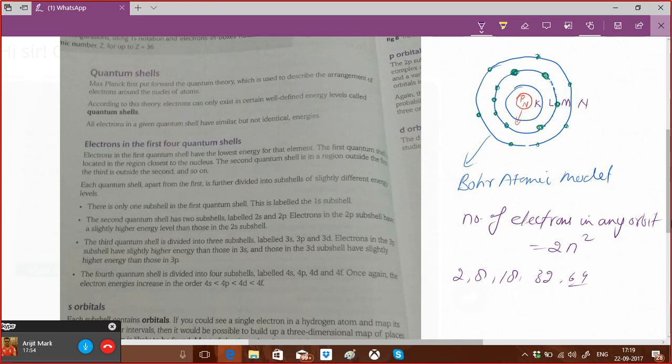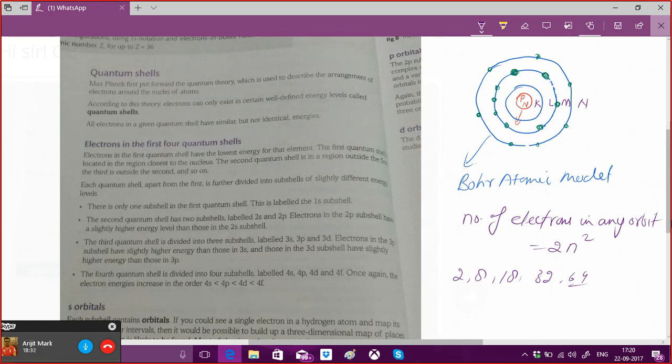So simply, with respect to every shell, there are four types of subshells. As I explained to you, shells are the energy levels in which electrons are present. That's why the level of energy will be different with respect to different orbits. So can I say that a quantum shell is an orbit in which electrons are present and the energy remains constant throughout that particular shell.